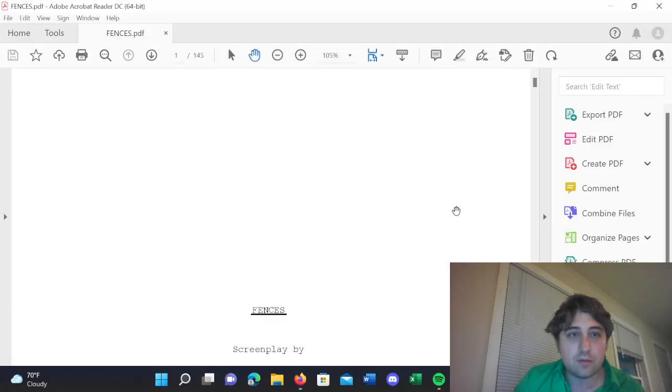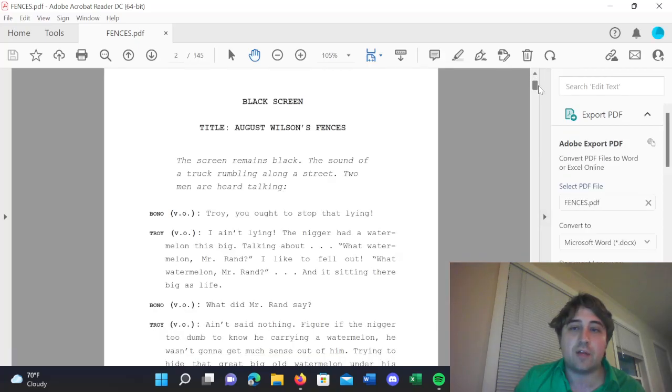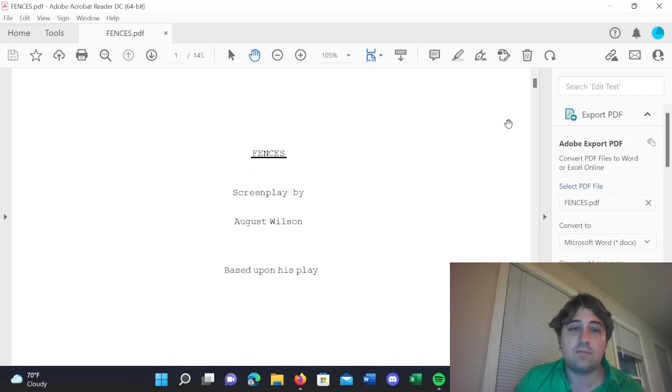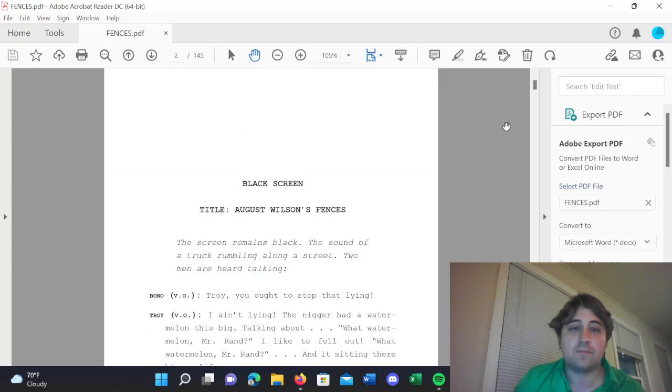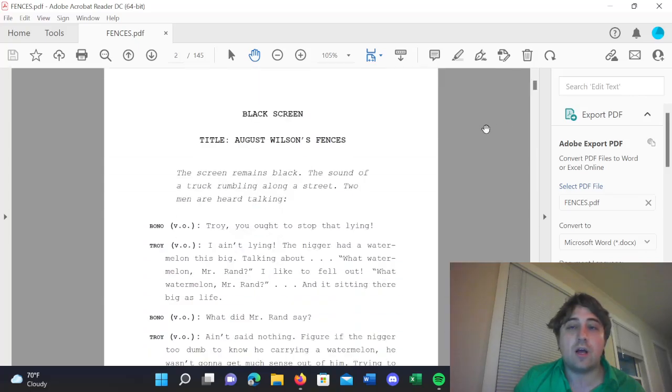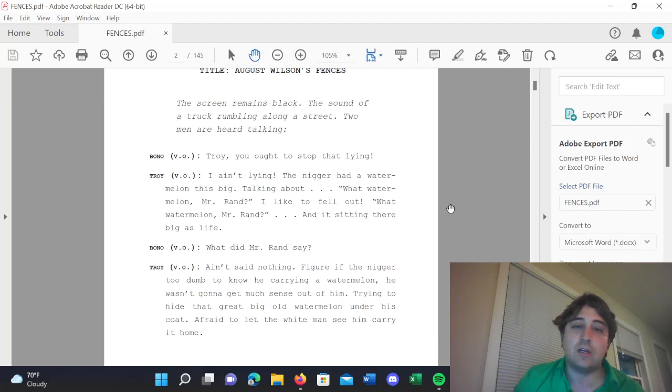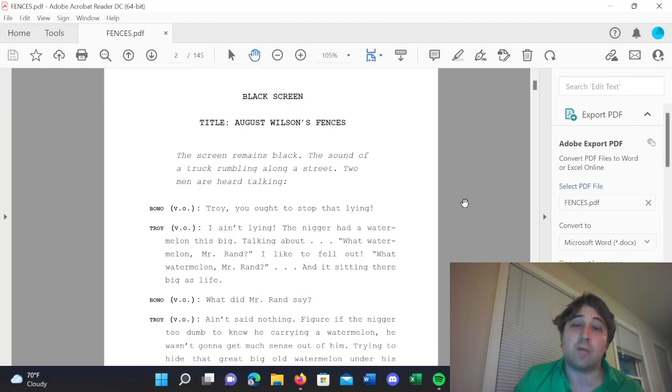Fences. All right, so this is just a copy of the screenplay Fences. So this is for anyone who wants to use this as a reference. If you're going to be writing about Fences, you might refer to this as your primary source, right?